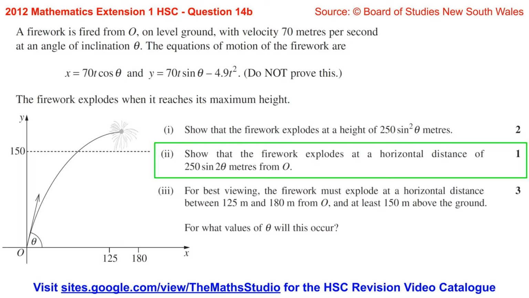Part 2. Show that the firework explodes at a horizontal distance of 250 sine 2 theta meters from O.